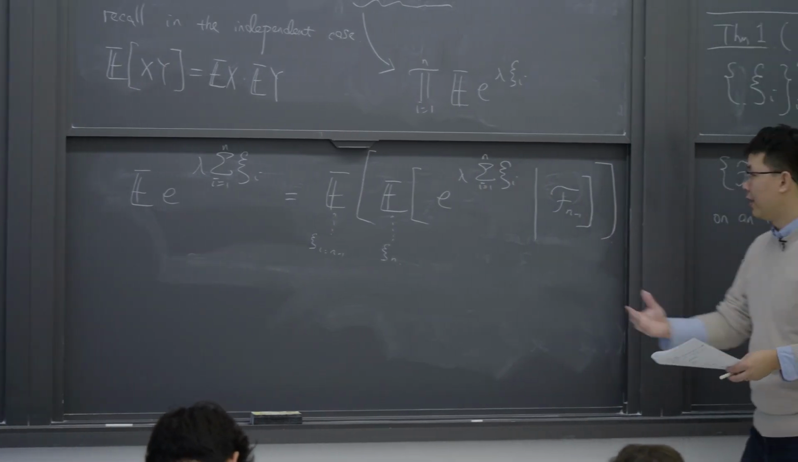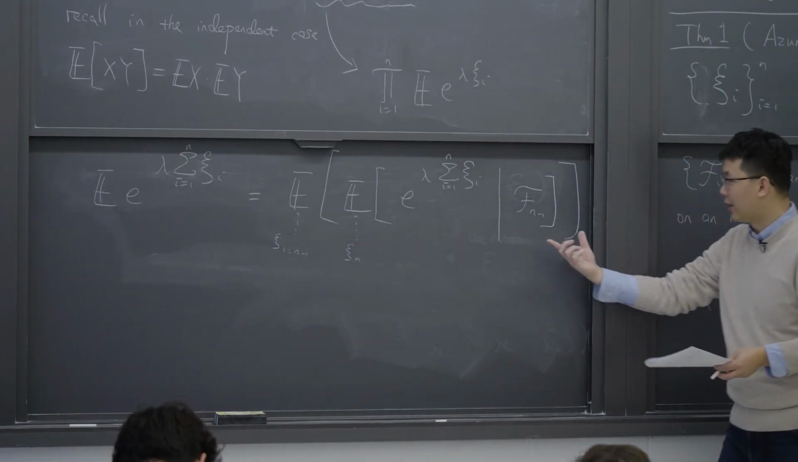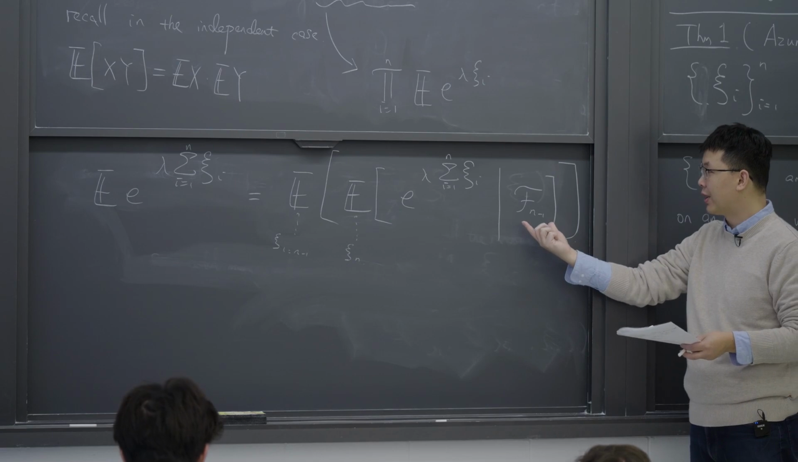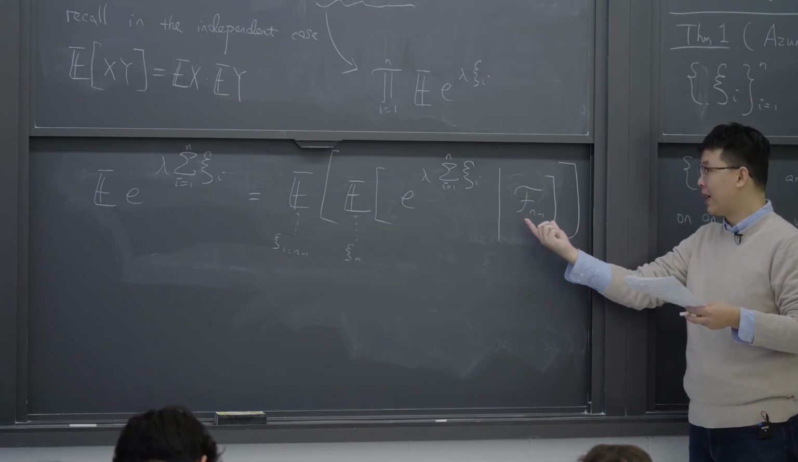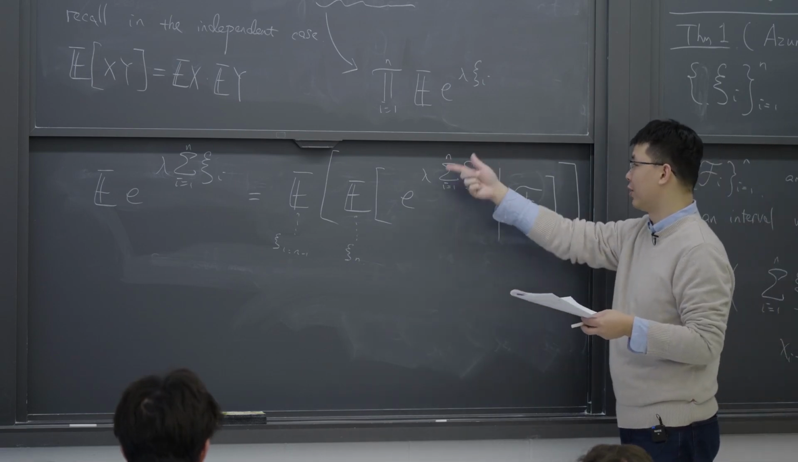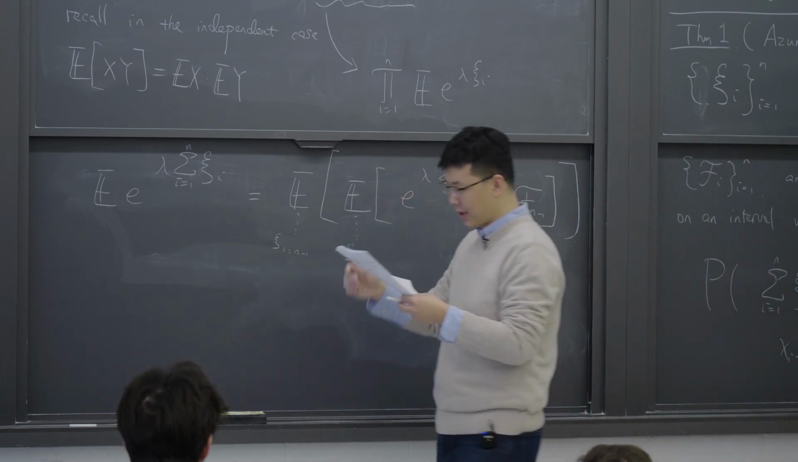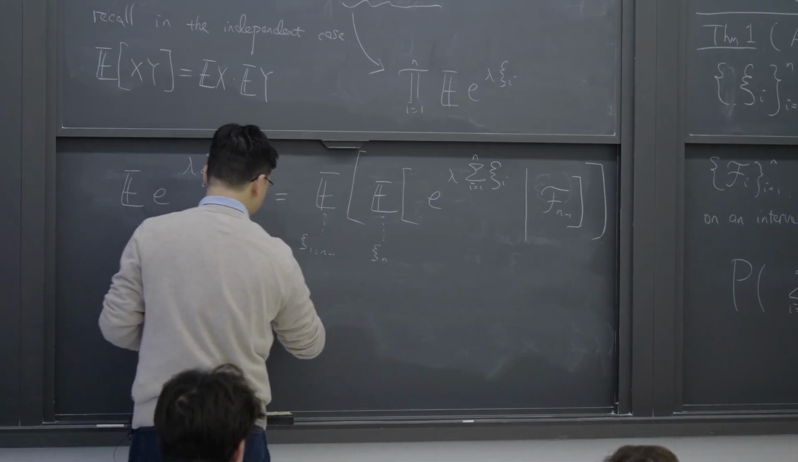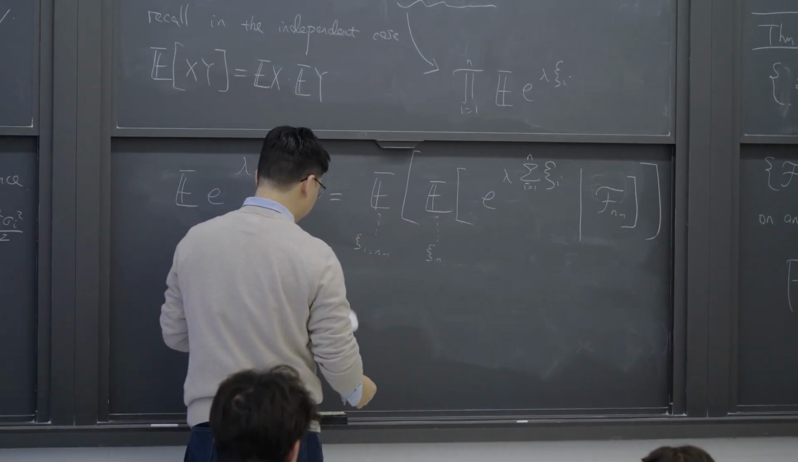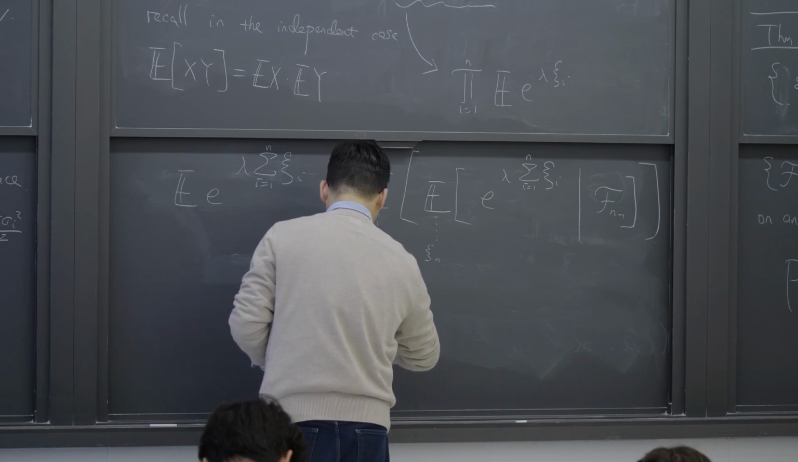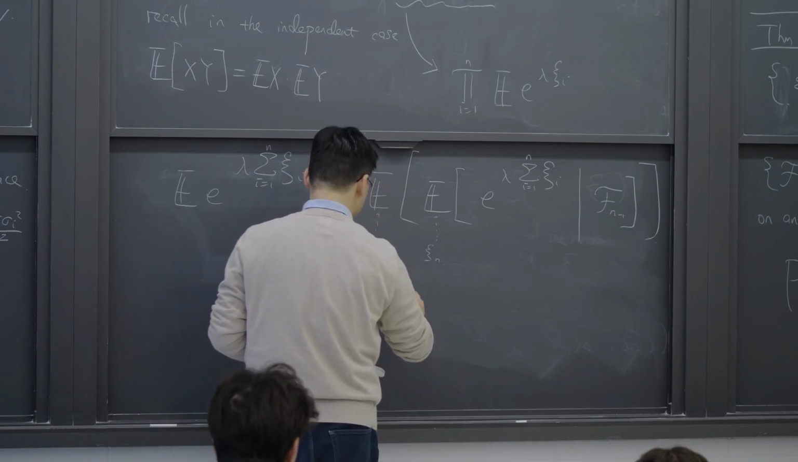So the good thing is, if we look at the expectation inside, that is, we condition on the past. When we condition on the past, a lot of things in the exponent become deterministic, so we can move them outside the expectation. So what we are saying is, this is the expectation outside.